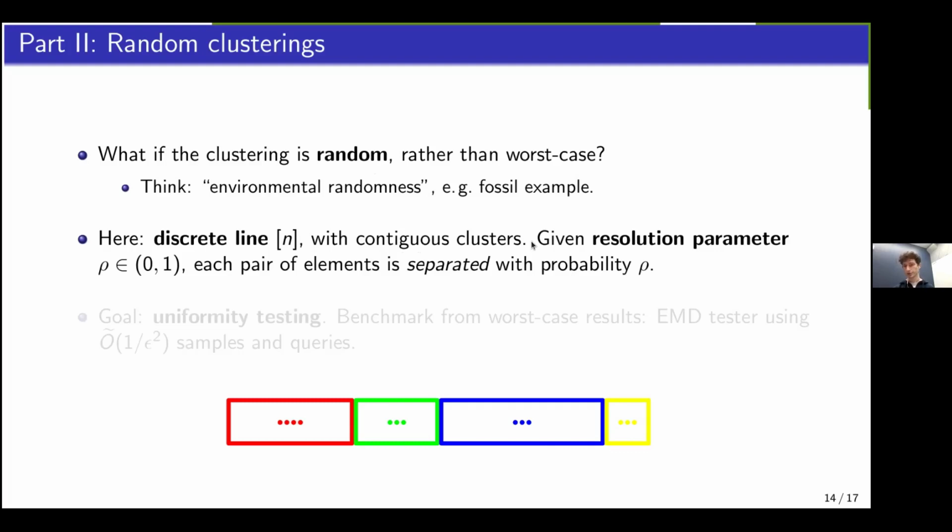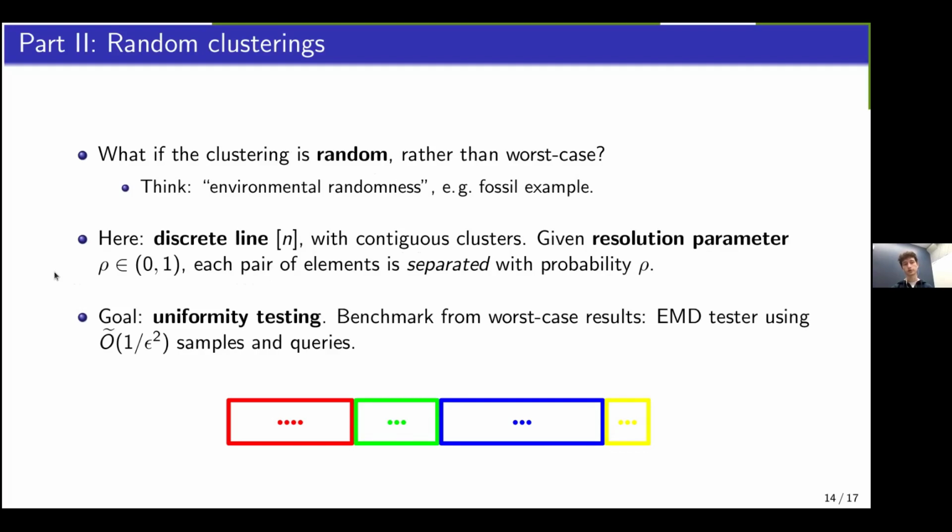Now, what is the distribution of my random clusterings? It proceeds as follows. There's a resolution parameter rho between 0 and 1. The way that I draw a clustering is, for each pair of adjacent elements, I independently decide to separate them into different clusters with probability rho. So if rho is equal to 1, I have perfect distinction. Each cluster is just a singleton. If rho is 0, I just have one cluster that includes everything and everything in between.